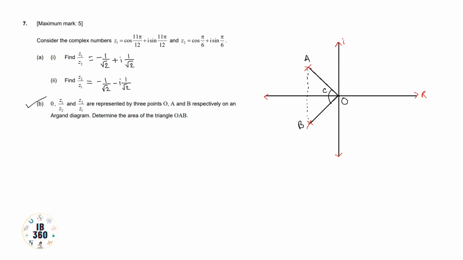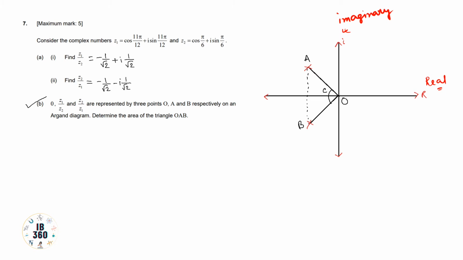z1/z2 was determined as −1/√2 + i 1/√2, and z2/z1 was determined as −1/√2 − i 1/√2. If we construct the points, this is our imaginary axis and this is our real axis. The point −1/√2 + i 1/√2 will be somewhere here. That is z1/z2. This point is z1/z2.